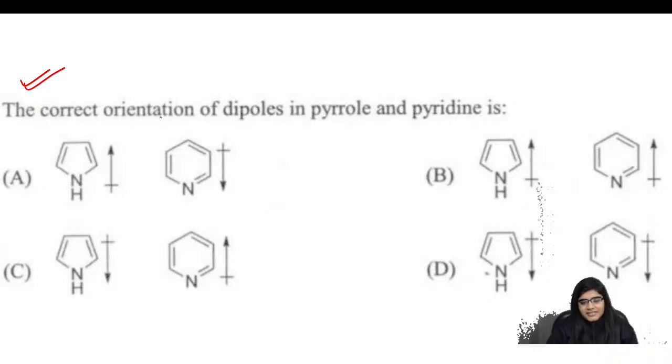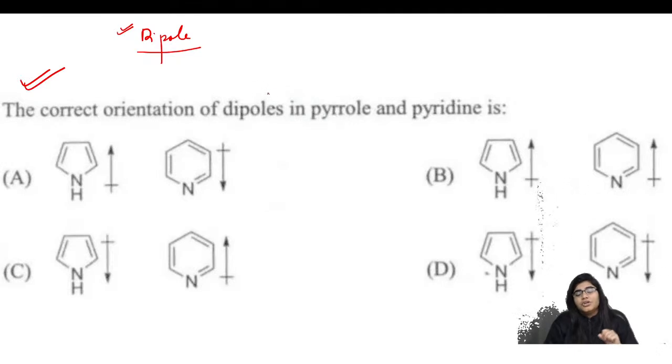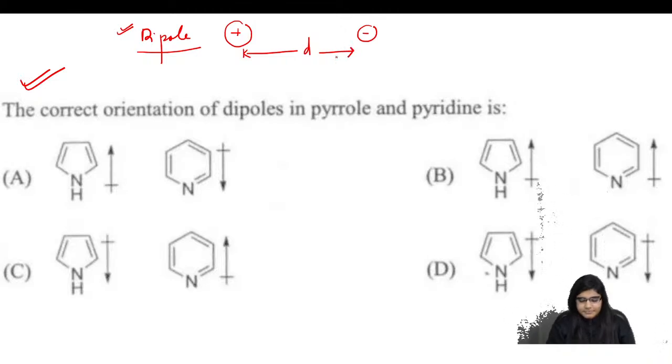The question says the correct orientation of dipoles in pyrrole and pyridine. Before that, we should know what a dipole is. It is nothing but a separation between two opposite charges. Let's suppose you have a positive charge over here and a negative charge over here, and this distance is represented by small d.